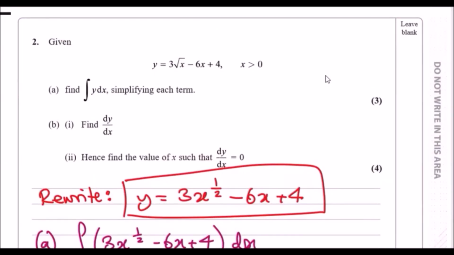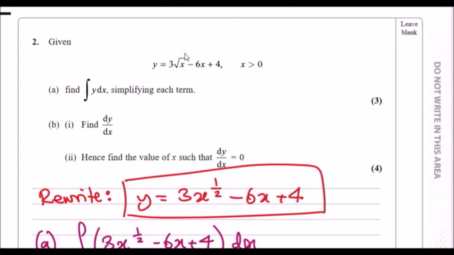Okay, number 2. Now this one is very easy. Given this equation, which is a mixture of surds and linear terms, find the integral of this equation, simplifying each term. So integrating this equation. Now, before you solve this, remember to always convert everything into the standard indice form.